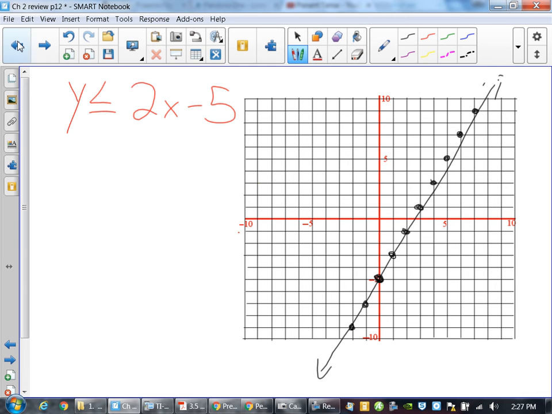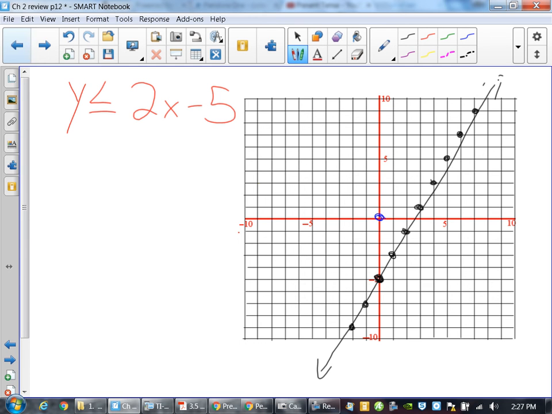0, 0. Always try to use the origin as your test point, no matter what we do. We're going to graph inequalities in linear, quadratic, a whole bunch of different stuff. And anytime your line or your curve doesn't go through the origin, always use the origin as your test point because it's easy. So I test it.